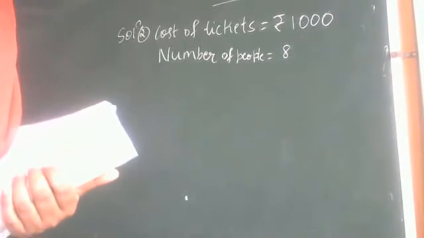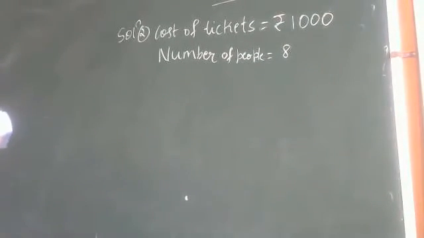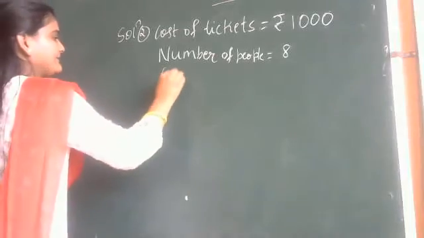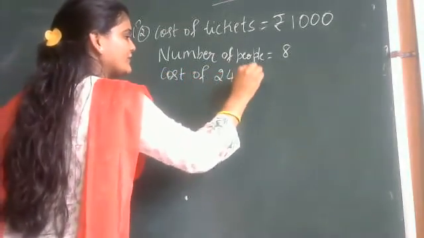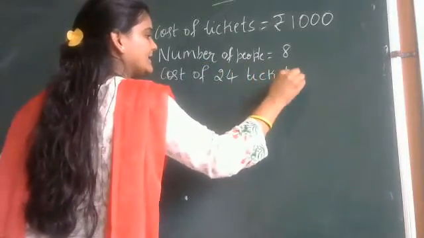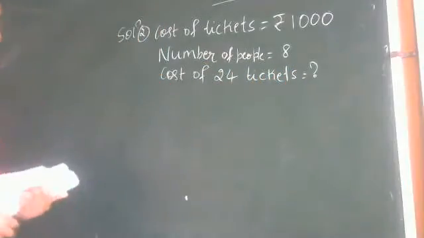The board is visible? Yes, ma'am. Then 3,000 rupees. Yeah, correct. Cost of 24 tickets. Tell me children, what will you do here?